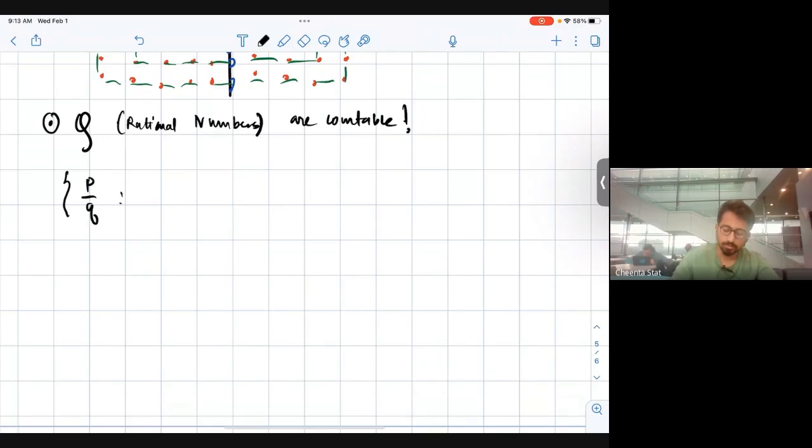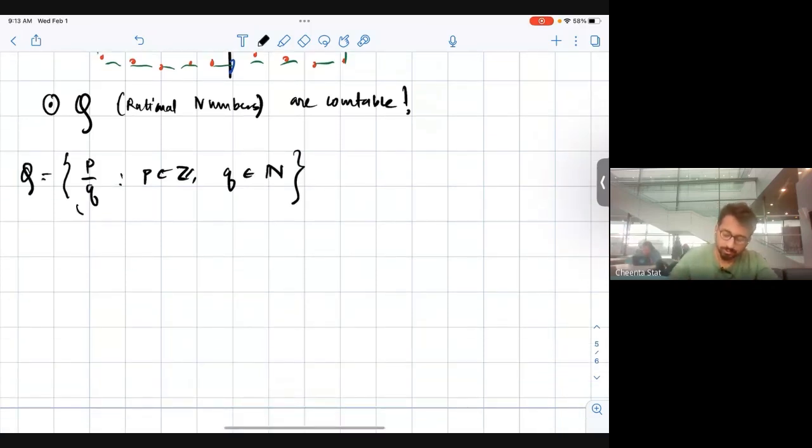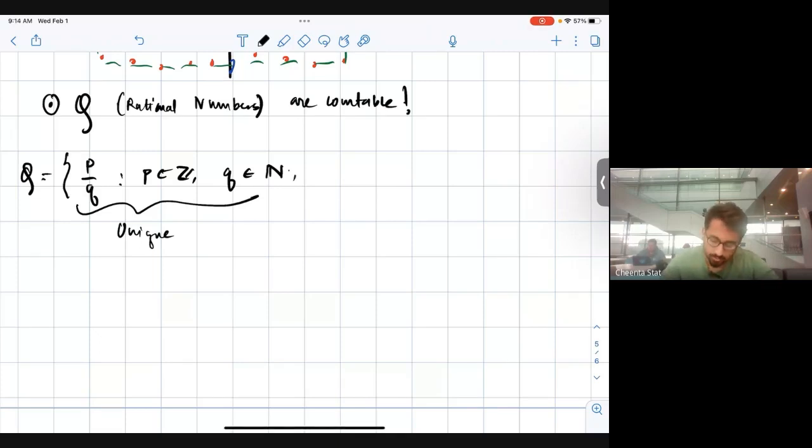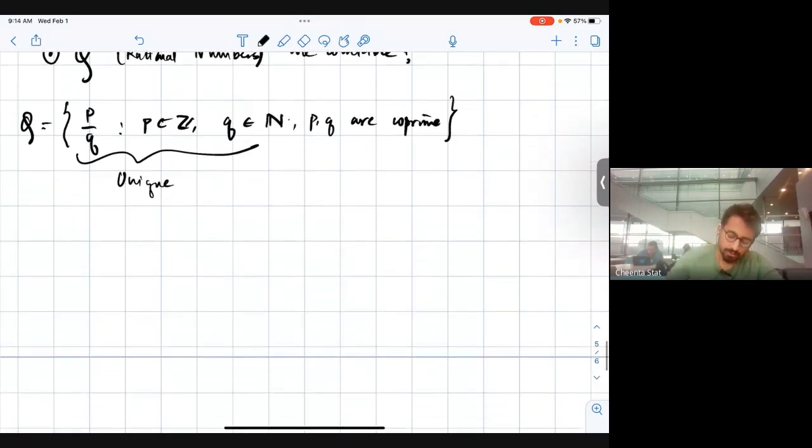It's P by Q, where P belongs to integers and Q belongs to natural numbers, a unique definition, where P and Q are co-prime. Right? So observe that 2 by 4, if you don't put the co-prime condition, is equivalent to 1 by 2. So this is the Q definition.